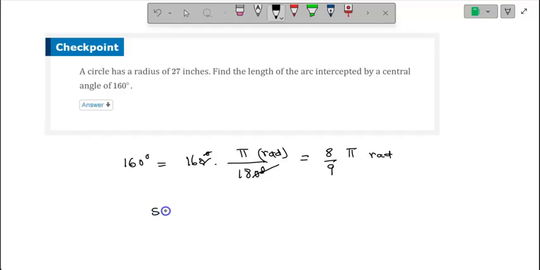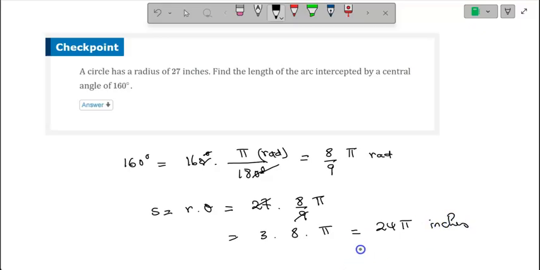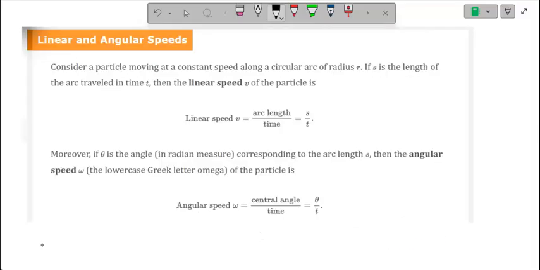So now the arc length S is going to be r times theta, and this is going to be 27 times 8 over 9 pi, right? Here, luckily, we can simplify this too. So this is going to be 3 times 8 times pi, which is 24 pi, all right? So this is in inches, right? Now, if you want to use the calculator, it would be a little better, I guess. So the final answer here is 75.36 inches.